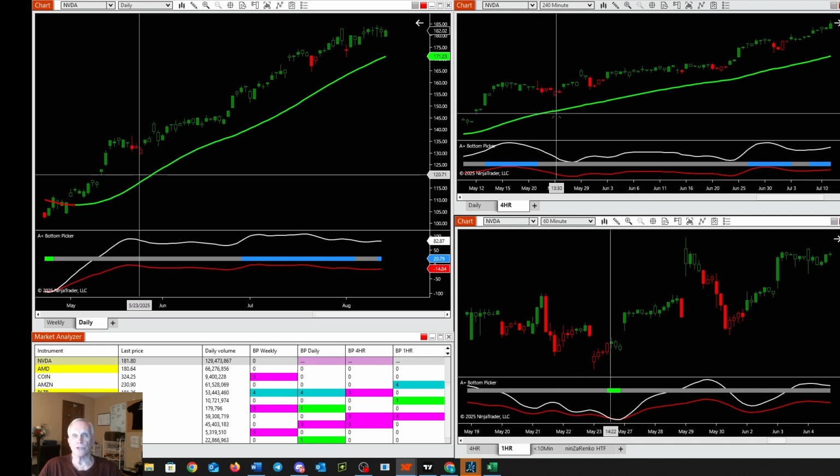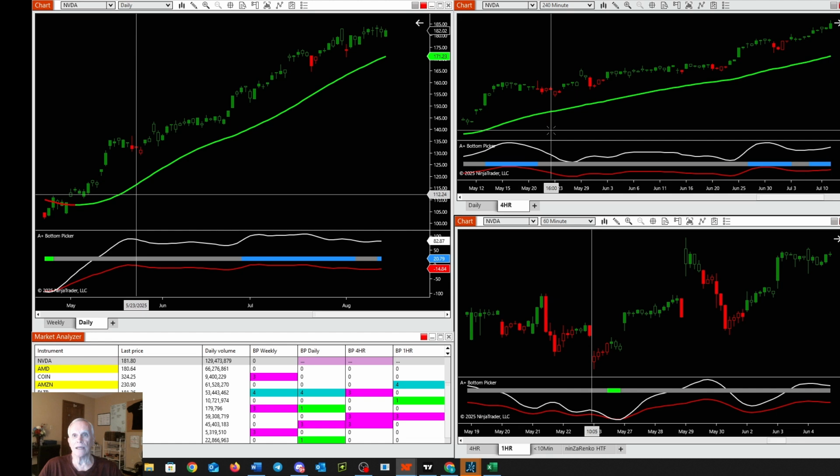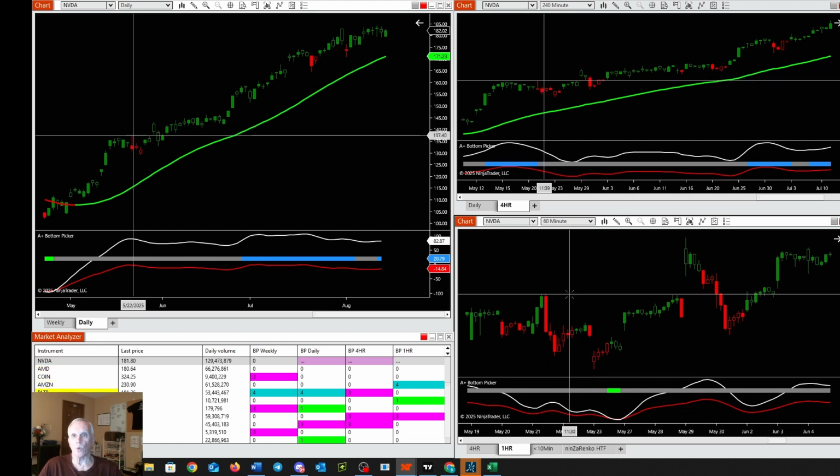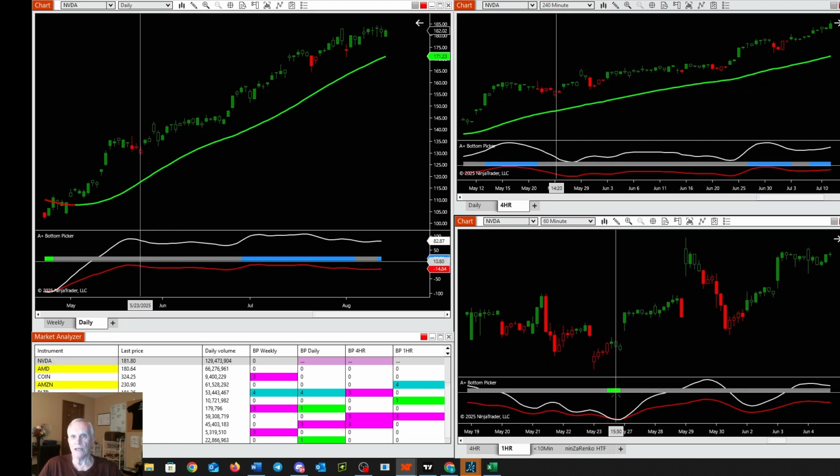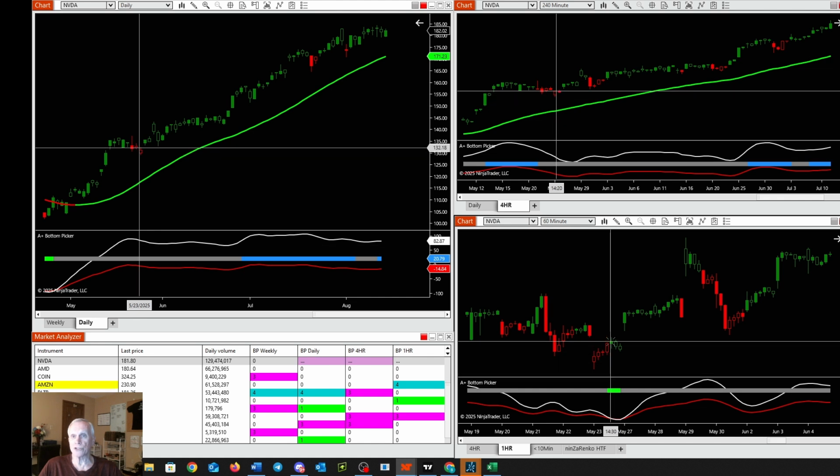It's in a bullish trend. It's just a pullback. Then we drip down to the 1-hour and look at what we have. We've got a bottom picker signal in the 1-hour. This is where I want to just jump in. I wait for the GHL bars to turn.